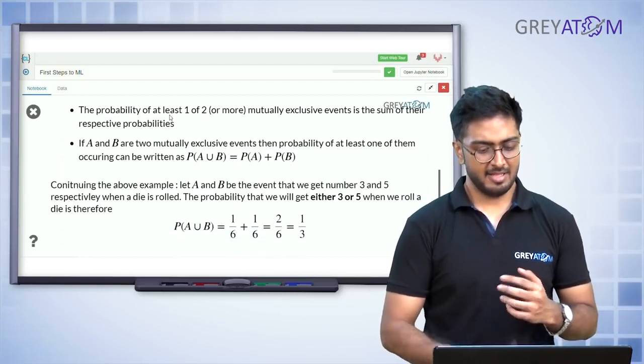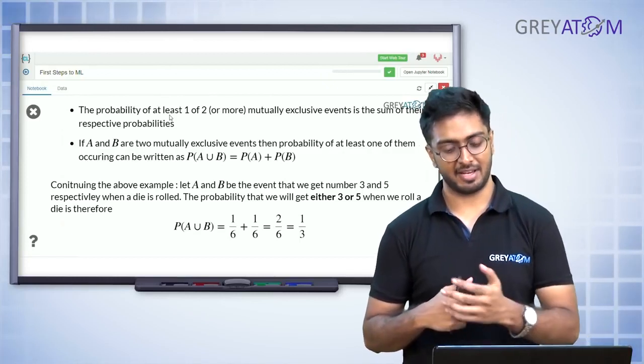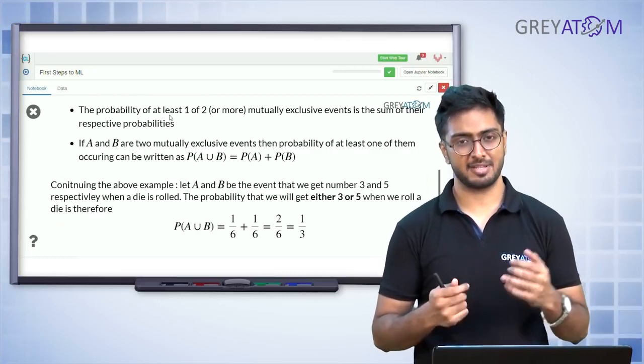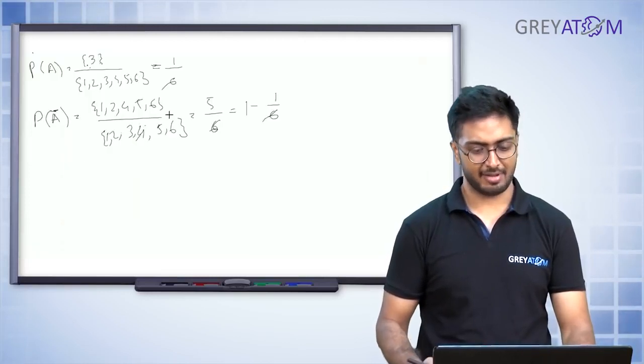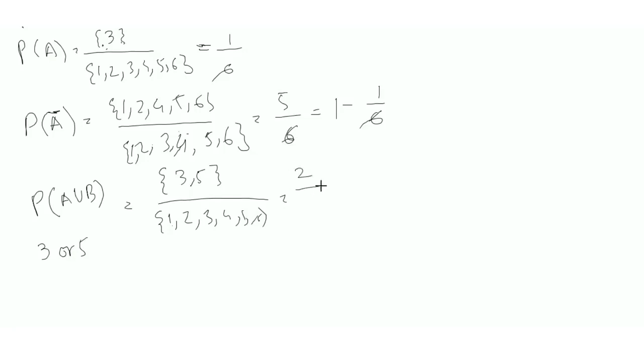For example, the same example: let A and B be the events that we get the number 3 and 5 respectively when a die is rolled. Now the probability that we will get either 3 or 5 is the summation of their individual probabilities. It's very clear to understand why this is the case. So we are concerned about A union B, which is 3 or 5. There are two possible outcomes, 3 or 5, and any of them would be fine with me, out of 6 possible outcomes. So that is 2 out of 6.